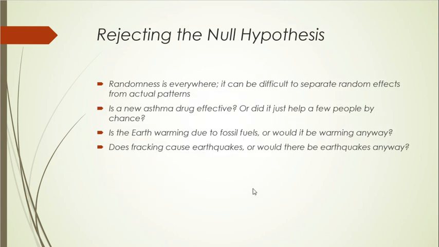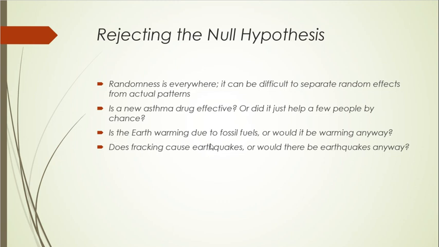And the problem with rejecting the null hypothesis is randomness is everywhere. And it can be difficult to separate random effects from actual patterns. If you're testing a new asthma drug and some people get better and some people don't, how do you really know it's effective? That is module 3 in this course, I believe.